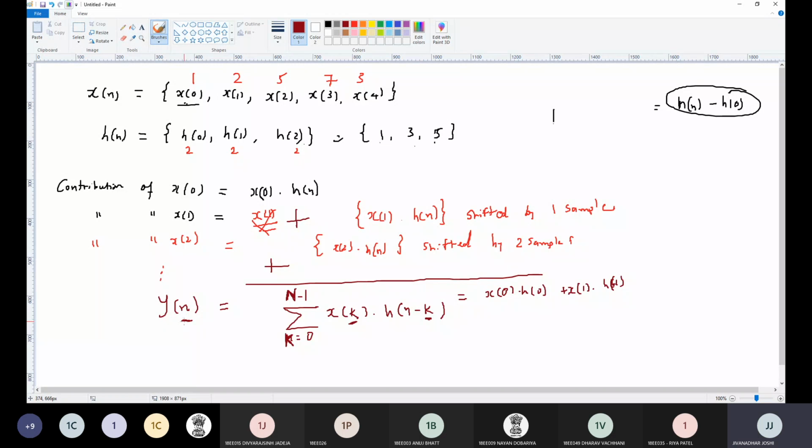Why is n equal to 0? Because you want to find out y of 0. So n is equal to 0. So it must be x of 1 into h of minus 1. Do you understand what I am saying and releasing? Yes or no? Yes, sir. Then if you understand, tell me here, what should I write? x of 2 and h of minus 2, plus x of 3 into h of minus 3. Now, as capital N is equal to 4, 4 minus 1 is 3. So it is sufficient to expand this equation up to 3 only.